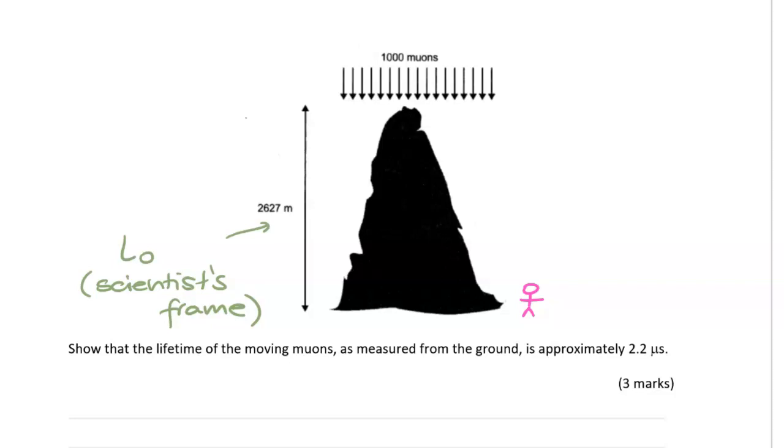So we want to show that the lifetime of the moving Muons as measured from the ground is approximately 2.2 microseconds. So when we say as measured from the ground, we're in the scientist's reference frame.